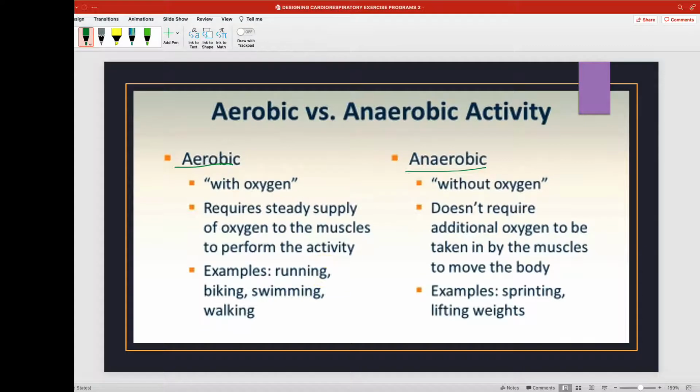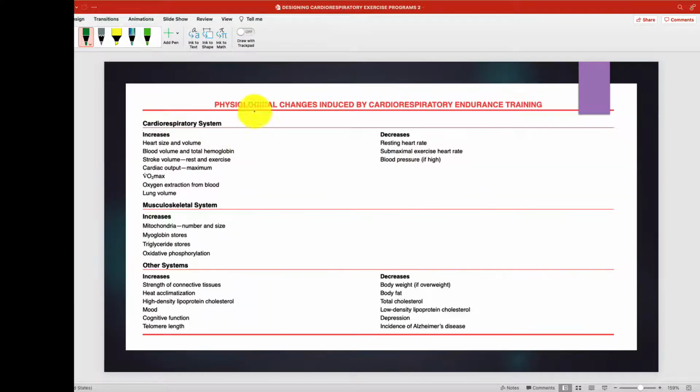And then when we talk about these changes that help us increase intensity and increase endurance and increase time, these are the adaptations that we're talking about. So we're going to get these physiological changes, these physiological adaptations that are going to occur that are going to let us work out longer and harder.